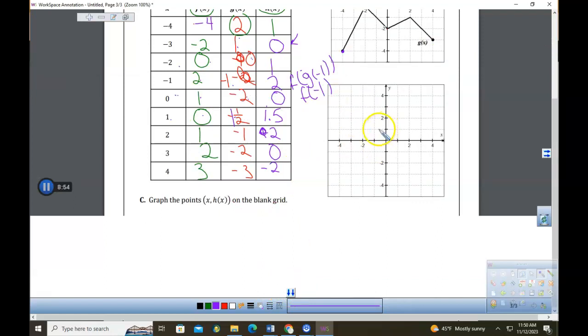and now when I graph that, it's gonna look like 1, 0, 1, 2, 0, 1.5, 2, 0, negative 2. So it's going to be like whoopie doopie doo, wee wee wee wee.